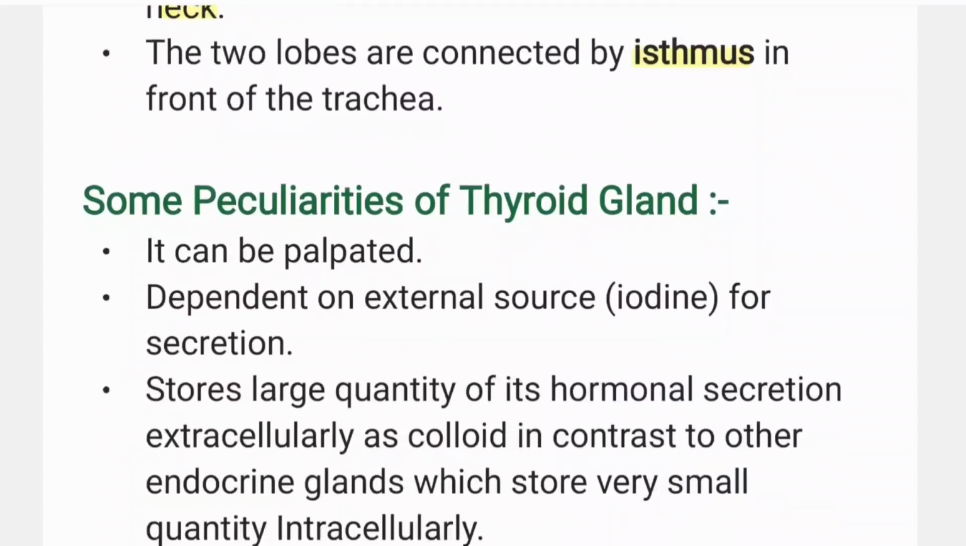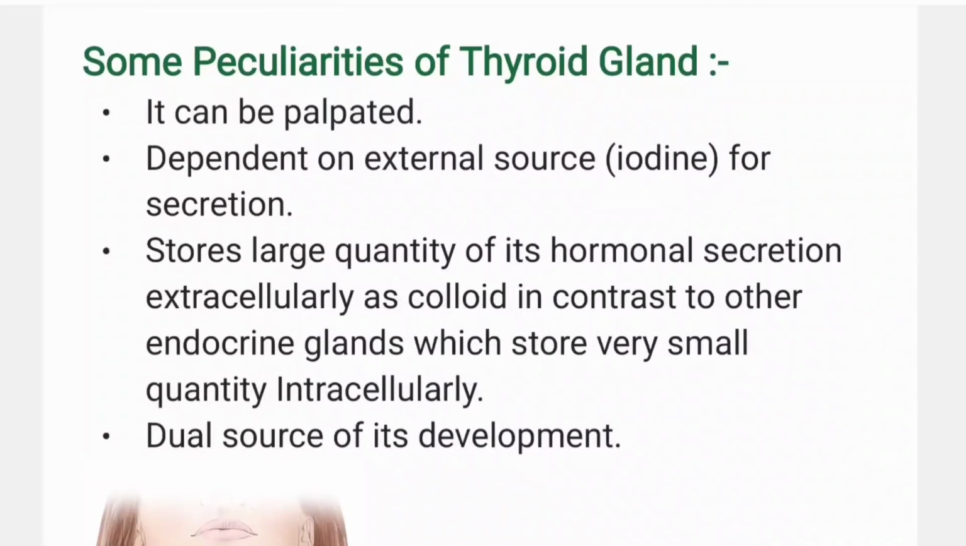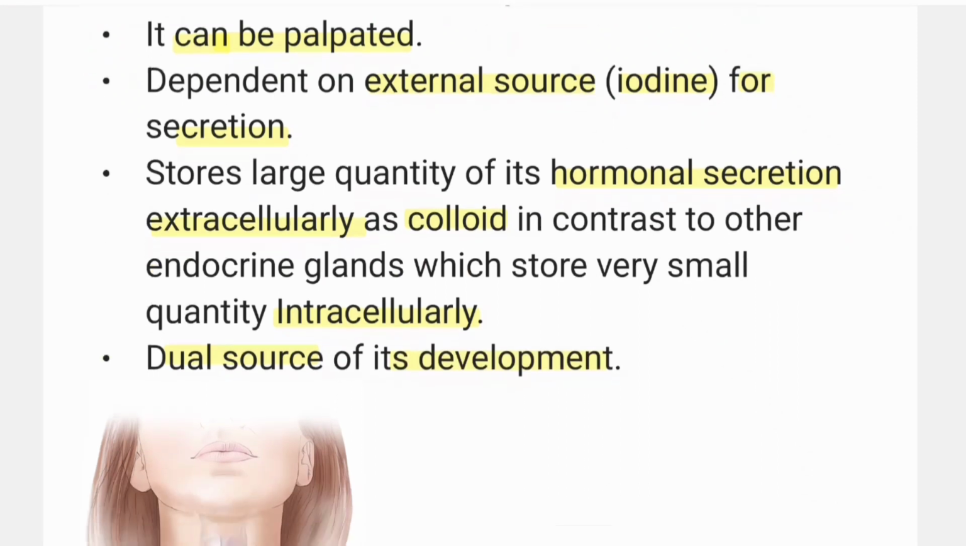Next, we will see some of the peculiarities of the thyroid gland. So, number one, it can be palpated. We can palpate the thyroid gland. After that, the thyroid gland is dependent on an external source, and this external source is the iodine for the secretion. The thyroid gland stores large quantities of its hormonal secretion extracellularly as colloid, in contrast to other endocrine glands which store very small quantity intracellularly. Now, thyroid has a dual source for its development.